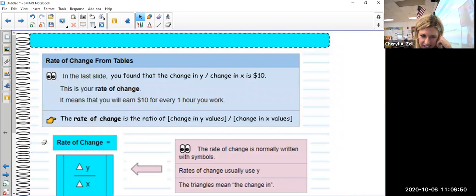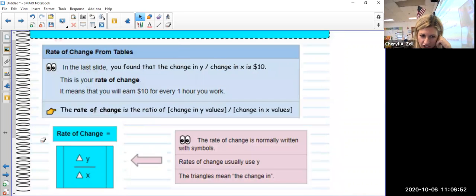All right, so the rate of change from tables. In the last slide, you found that the change in y and the change in x is $10. This is the rate of change. It means that you will earn $10 for every 1 hour you work. The rate of change is a ratio, the change in the y values over the change in the x values.